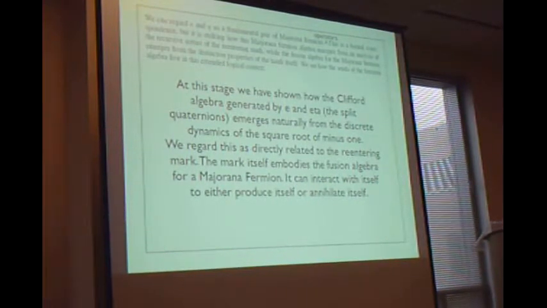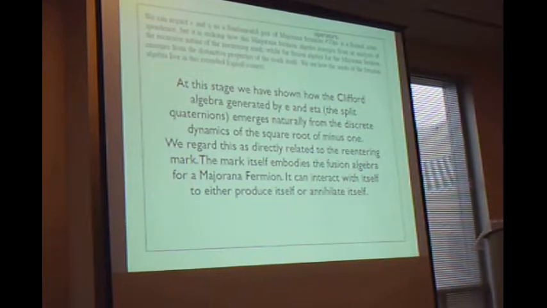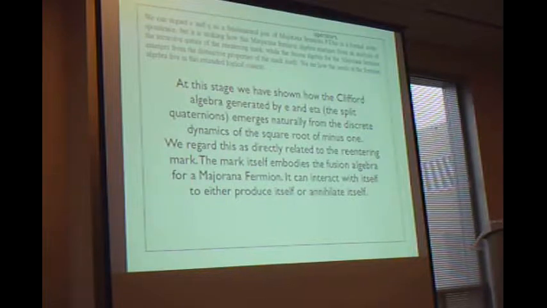So to summarize, we can regard E and eta as the fundamental pair of Majorana fermion operators. It's a formal correspondence, but it's striking how the Majorana fermion algebra emerges from an analysis of the recursive nature of re-entering distinction, and the fusion algebra for the Majorana fermion emerges from the distinctive properties of distinction itself. We've seen how the Clifford algebra emerges, and that the mark embodies the fusion algebra of the Majorana fermion.